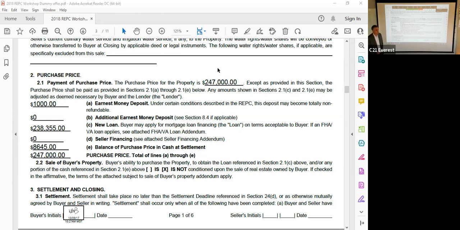So when I do that with my clients that are writing an offer, if they say, we don't know, that's when I'll read them the last sentence of 2.1 and let them know it does not matter. Whether it's 20 or 25%, it doesn't matter, because it says right at the end of 2.1, any amount shown in 2.1C and 2.1E may be adjusted as deemed necessary by the buyer and the lender. In Oregon, we have to have the seller. So they're, oh, okay, great.